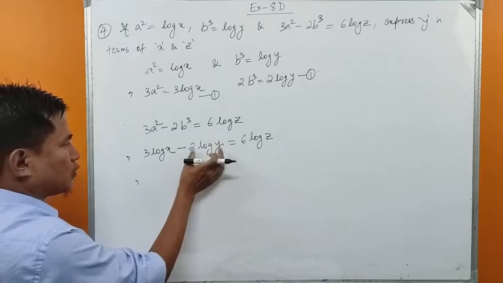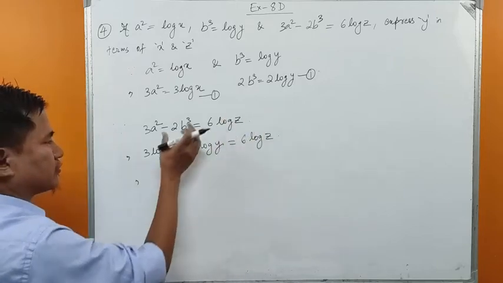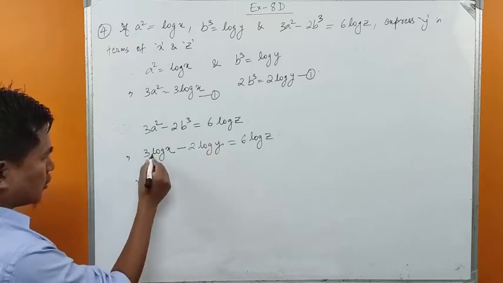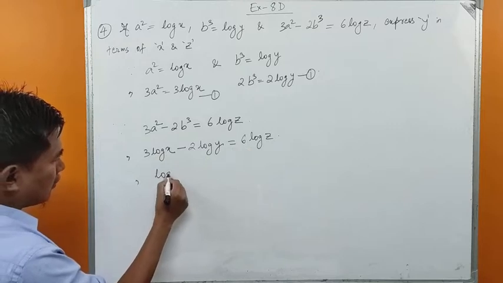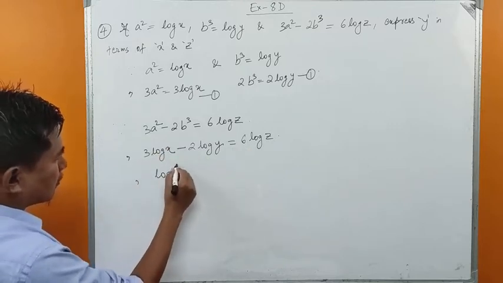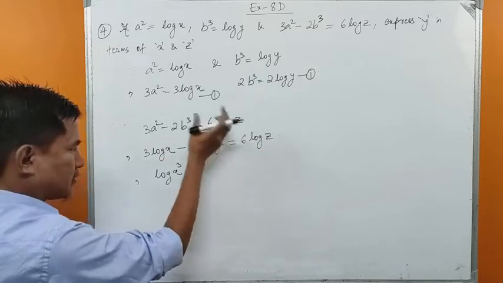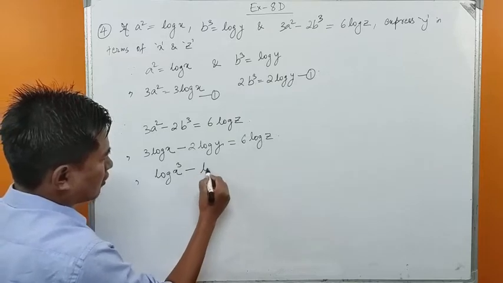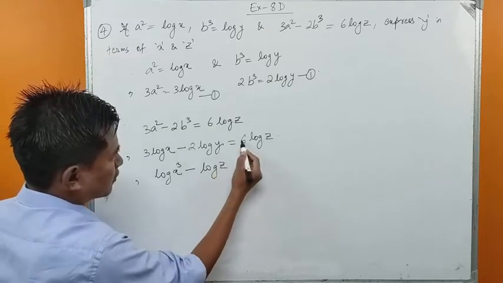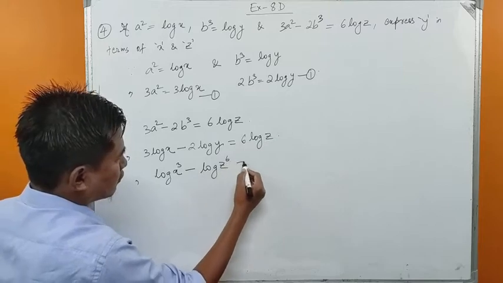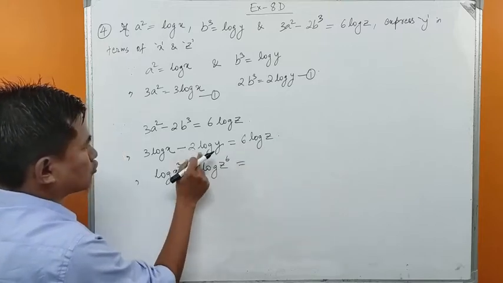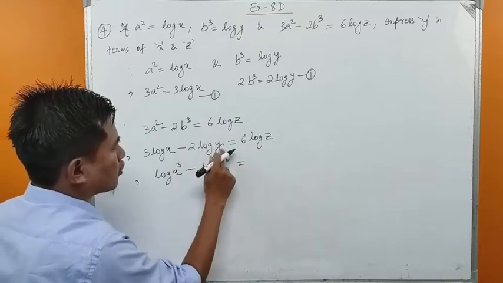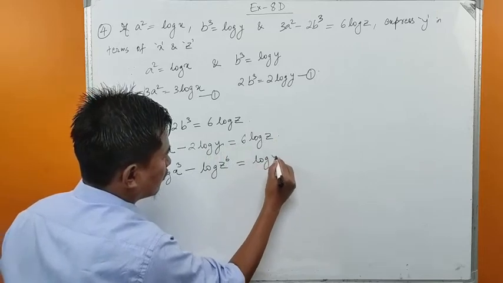Let me take this y to the right hand side and bring this z to the left hand side, because we are asked to express y in terms of x and z, isn't it? So 3 log x means log x, 3 goes to the power cube. So 6 log z comes to the left hand side and becomes minus. So 6 log z means log z to the power 6, equals 2 log y. Minus 2 log y goes to the right hand side and becomes plus. Okay, 2 log y means log y square.